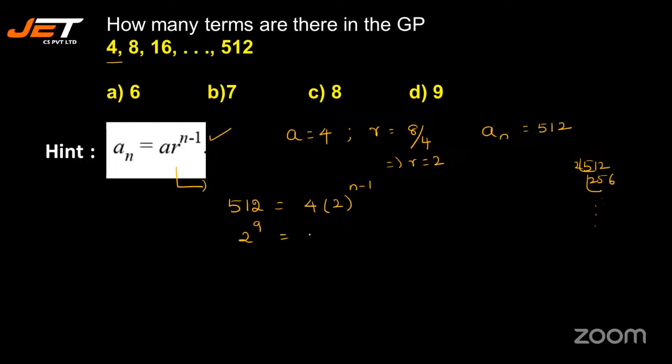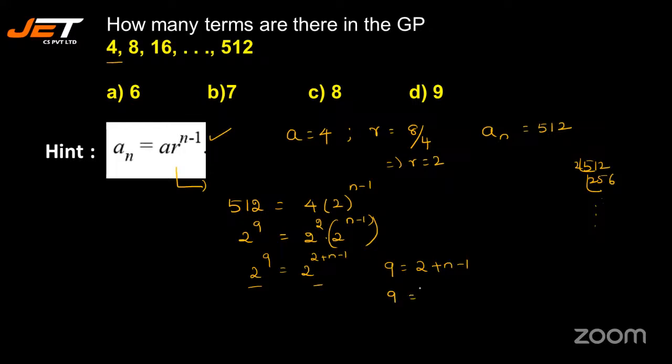Which is equal to, 4 can be written as 2 square, into 2 to the power n minus 1. So since the base is same, the powers can be added. So 2 to the power 9 is equal to 2 to the power 2 plus n minus 1. So here the base is same. You can add the powers. 9 is equal to 2 plus n minus 1.